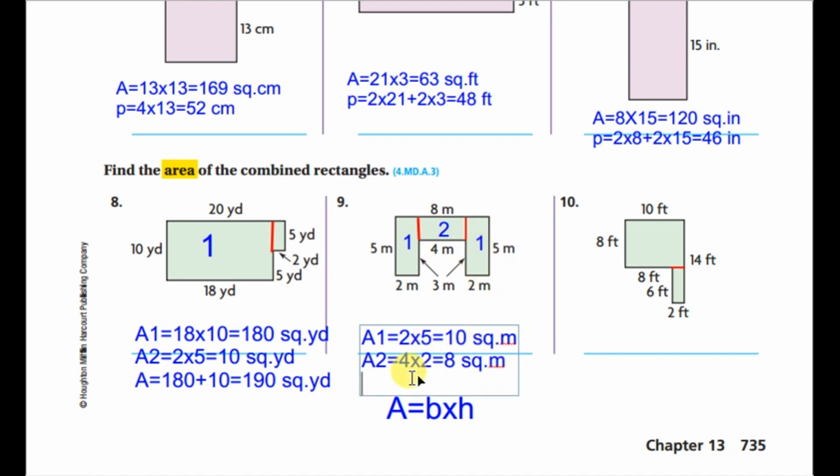So let's add all to find the whole area. So we have 10 here plus 10 here, because we have area 1 and area 1, plus 8, the small area, so it all equals 28 square meter.